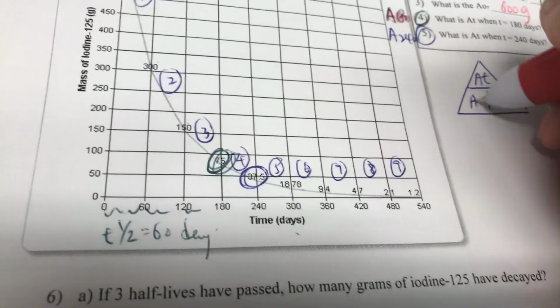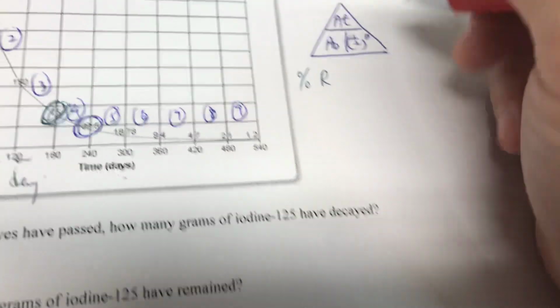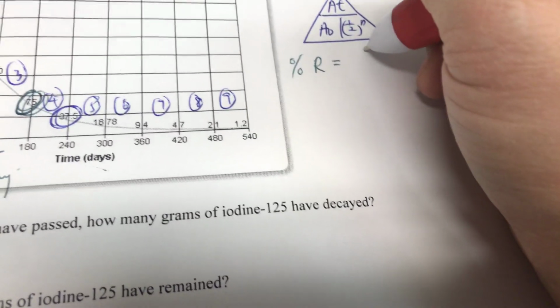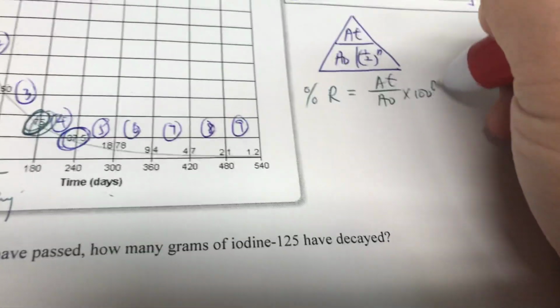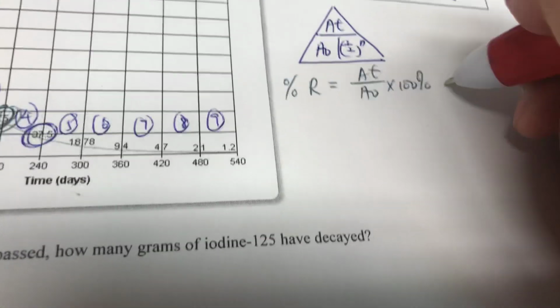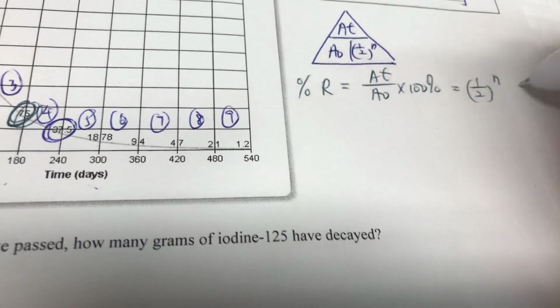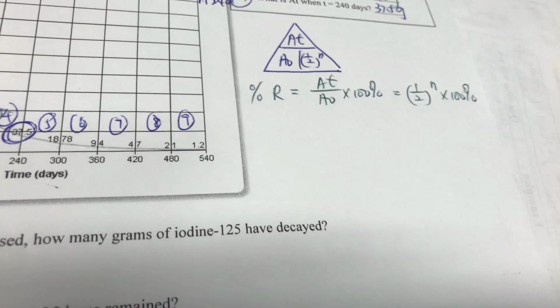This is a triangle. The AT on the top, A0 on the bottom, and 1/2 to the end. We have this all the time. And second is, what is the percent amount? Now, the percent remaining has two equations. One is AT over A0 times 100%. That's one formula. Or it can also equal 1/2 to the power n times 100%. So either formula gives the percent remaining.